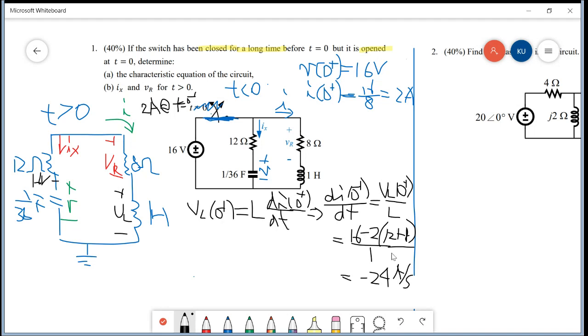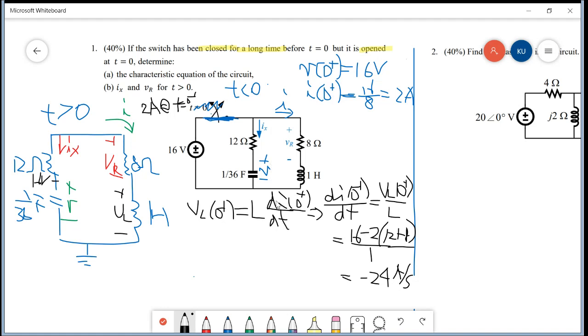So it's a little bit tricky. So you need to be careful about that. This node is not 16 volt at t equals 0 plus. This node is not continuous. This voltage is continuous, and this current is continuous. So after this switch is open, this voltage jumps to another voltage. Actually, we can slightly calculate it, just like this is 16 volt minus 2 times 24. So this is minus 8 volt at t equals 0 plus.